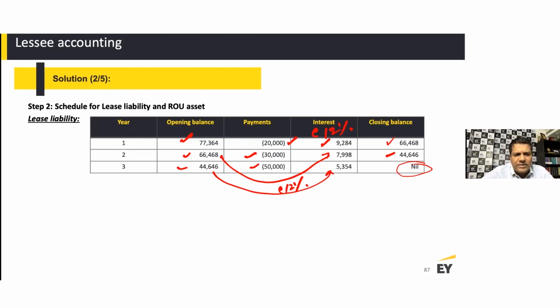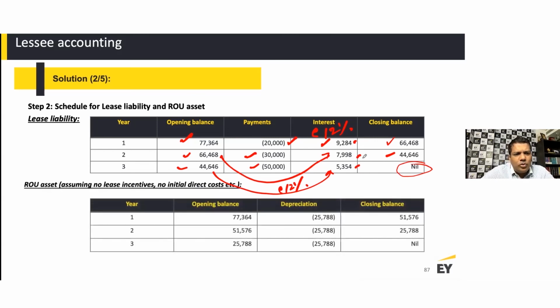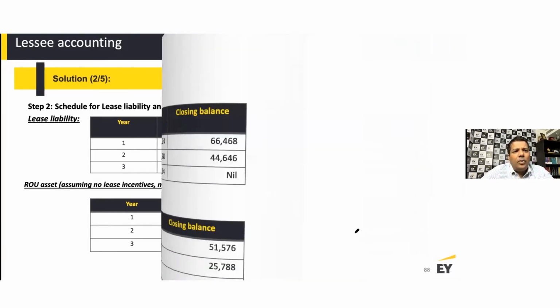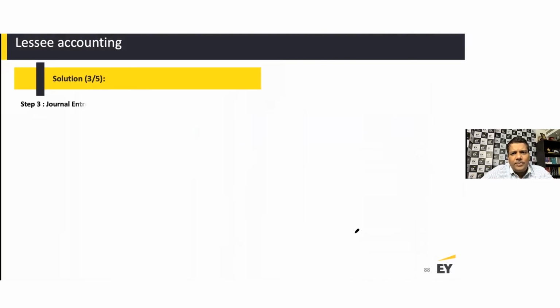We will just quickly explain how this needs to be recorded in the P&L. So this is nothing but my interest expense. Okay, this 9,284, the 7,998, and 5,354 is my interest expense. Now, when I'm going to look at the ROU asset, I need to amortize the ROU asset doing what? Straight line, right? 77,364 divided by 3. My annual amortization charge is 25,788, right?